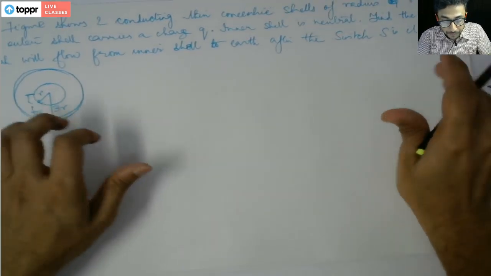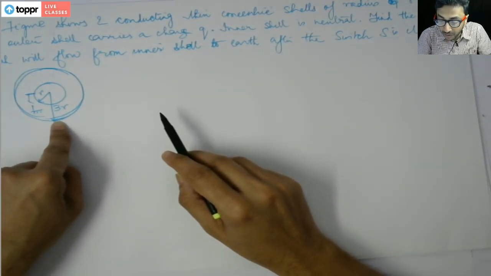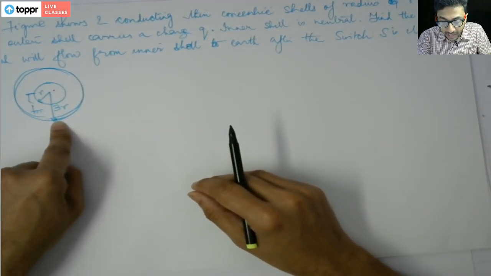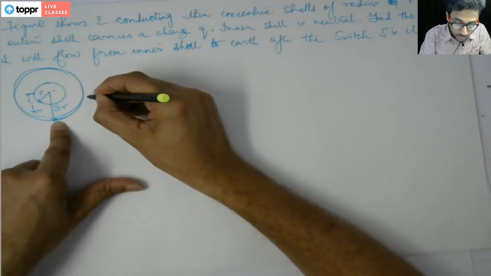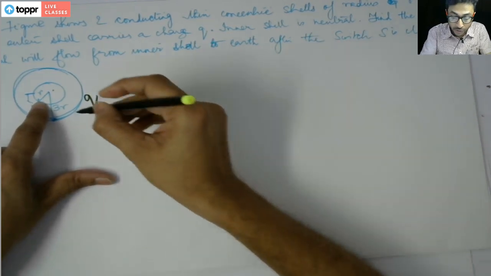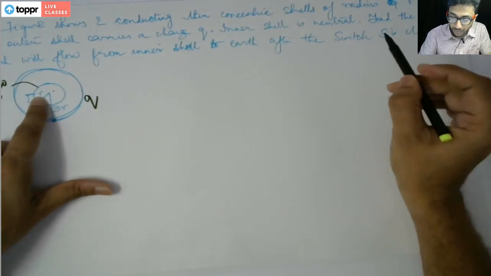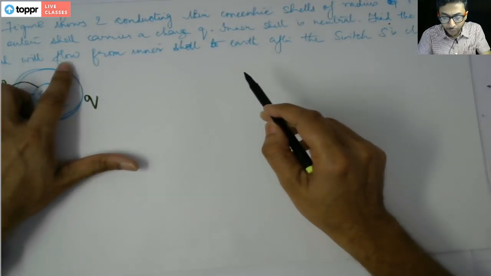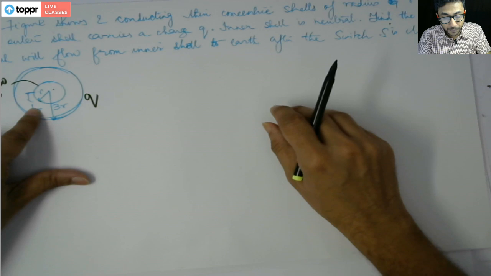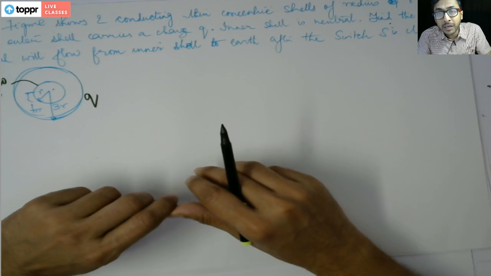This is a very interesting problem. The figure shows two conducting thin concentric shells of radius r and 3r. The outer shell carries a charge q. The inner shell is neutral, so on the inner shell there was no charge. Find the charge that will flow from the inner shell to the earth after the switch S is closed. After the switch S is closed, what will happen to the charge?